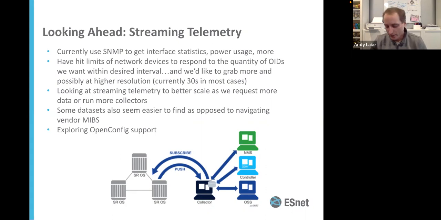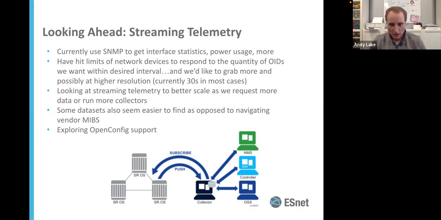And the typical case for streaming telemetry is one we've run into in real life, which is that we've been adding more and more things that we want to pull. We've started to hit limits with the network devices themselves being able to return the data fast enough. Or we've had cases with multiple collectors that bump into each other. We're mostly grabbing things at 30-second resolutions. In theory, streaming telemetry would hopefully scale better at that resolution and also probably let us do even higher resolution if we so desired.